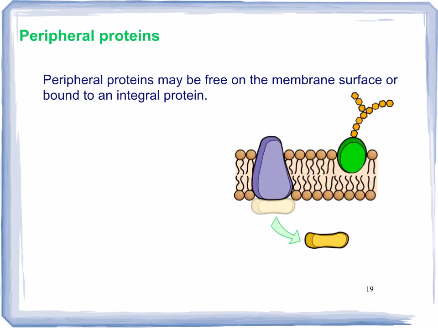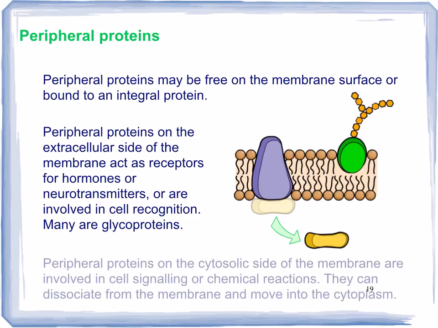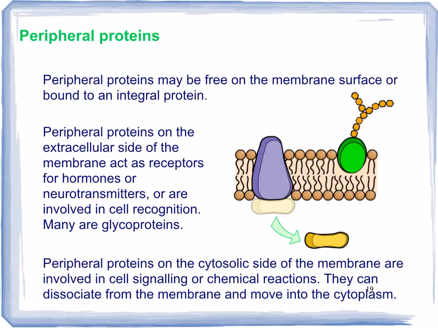Peripheral proteins, they sit on your outside. They may be free on the membrane surface or bound to an integral protein. Peripheral proteins on the extracellular side of the membrane act as receptors for hormones or neurotransmitters, or they're involved in cell recognition. So we say that many of them are glycoproteins with that carbohydrate group attached. Peripheral proteins on the cytosolic side of the membrane are involved in cell signaling and chemical reactions. They can dissociate from the membrane and move into the cytoplasm.